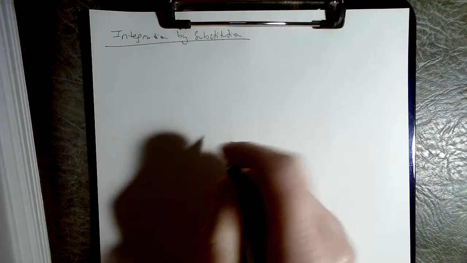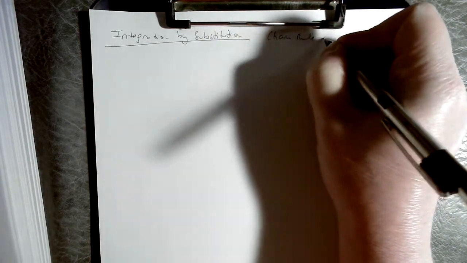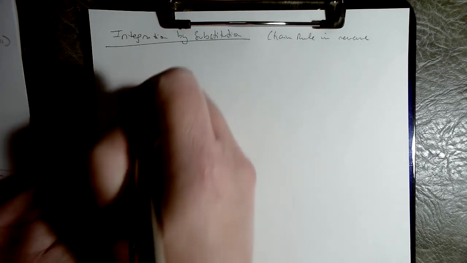This video is appropriate for second year A-level and assumes fluency with differentiation by chain rule. Integration by substitution is chain rule in reverse. Okay, so I'm assuming that you have fluency in that. Let's recap how chain rule works.